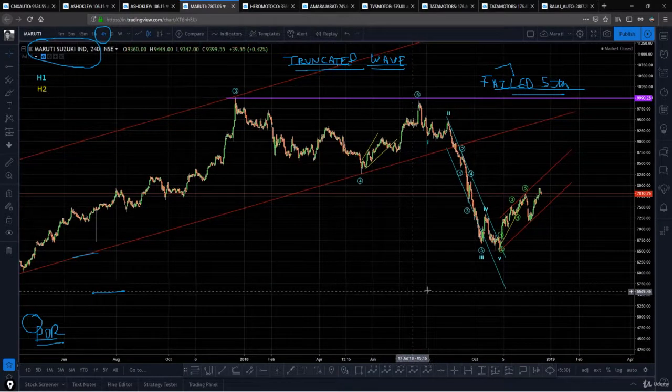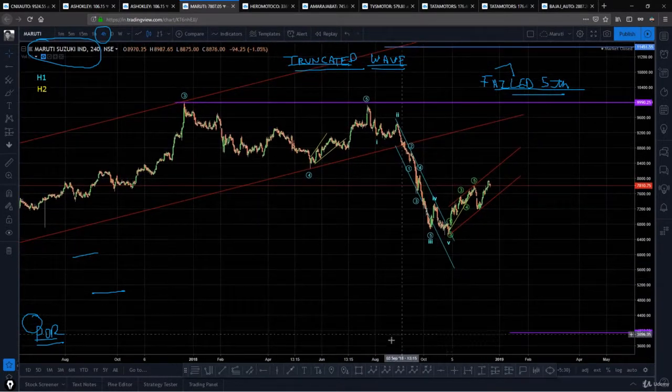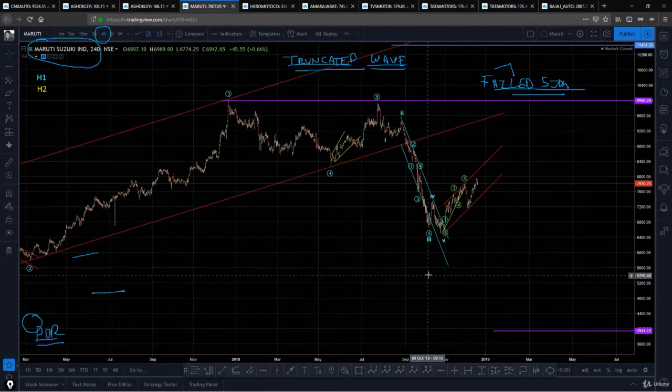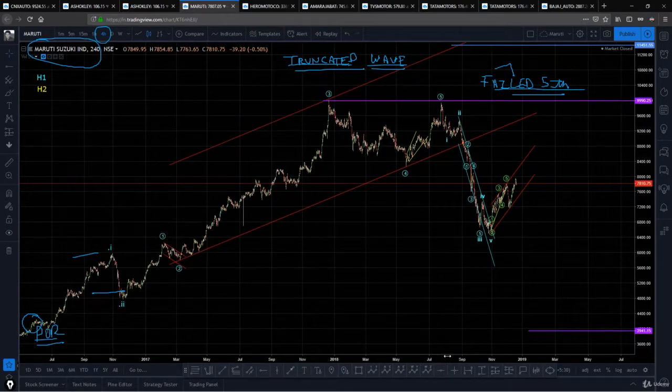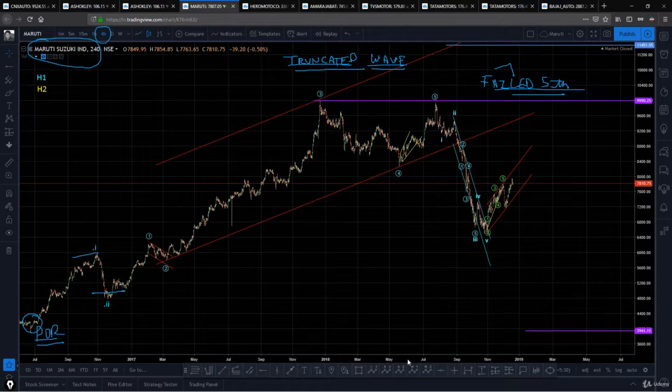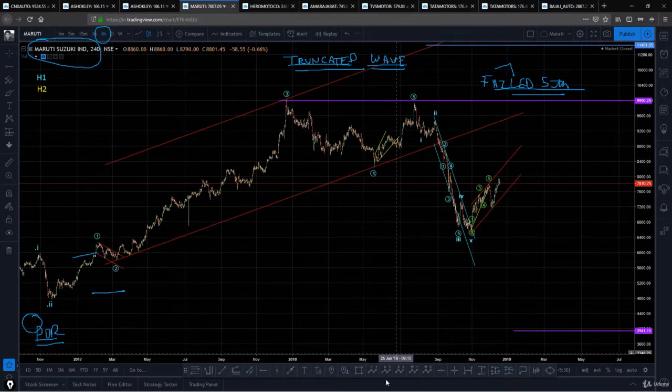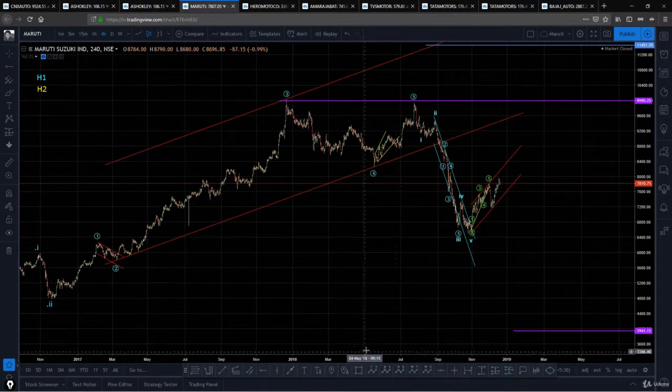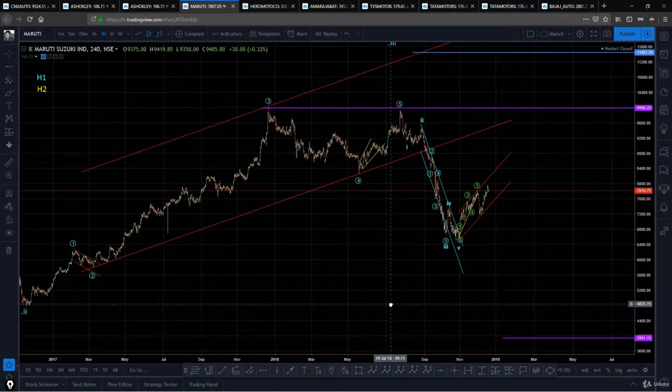Another thing worth noting in regards to truncations is that once a truncation is formed, the next leg down will be fast. Now why do I say that? There's a simple market reasoning behind it.